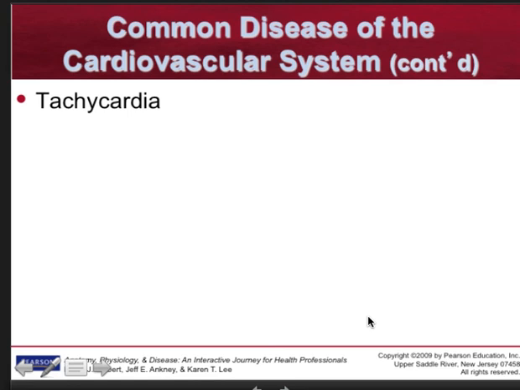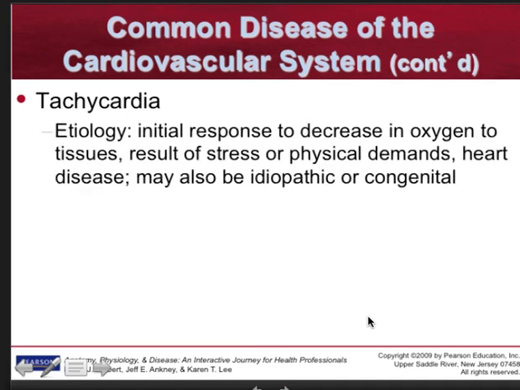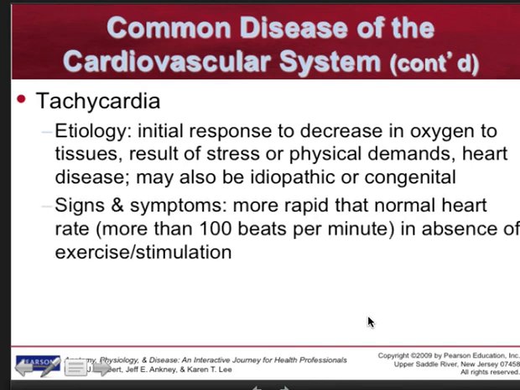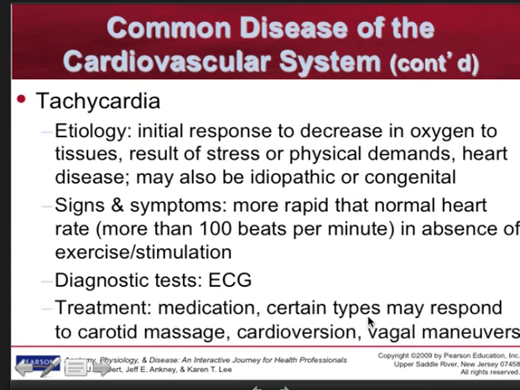Tachycardia is the opposite. It's a rapid heart rate. It can be a response to a decrease in oxygen in the tissues. It can be the result of stress or physical demands or heart disease, but it can also be idiopathic or congenital. Signs and symptoms are a rapid heart rate, usually greater than 100 beats a minute, in the absence of exercise. Diagnostic test is ECG, and the treatment is meds. Certain types can respond to carotid massage, cardioversion, or vagal maneuvers.